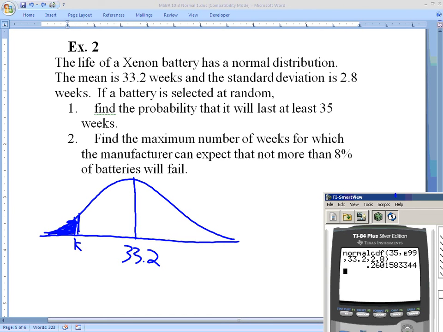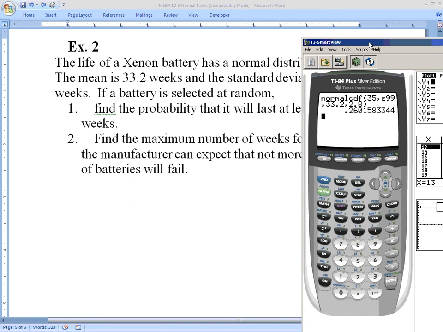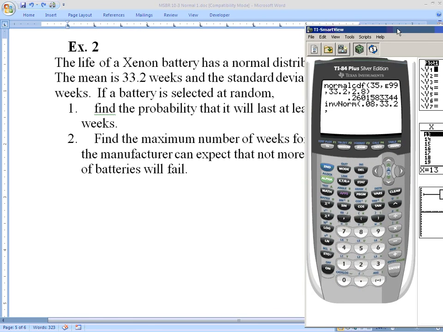And so we're going to go to distribution, inverse norm. We put in our percentage, which is 8%, which you write as a decimal as 0.08. We have to move the decimal twice. And then we put in our values of the mean, 33.2, and our standard deviation, which I believe was 2.8.